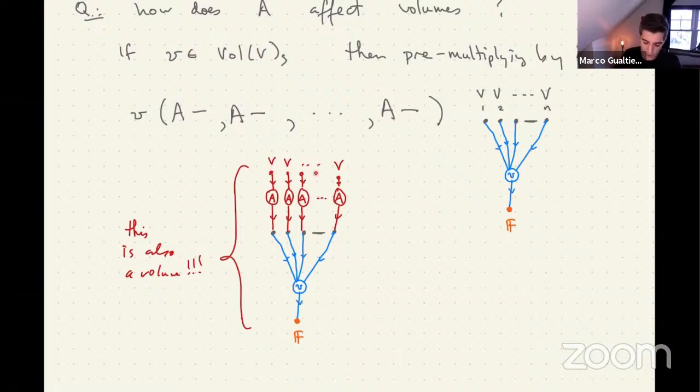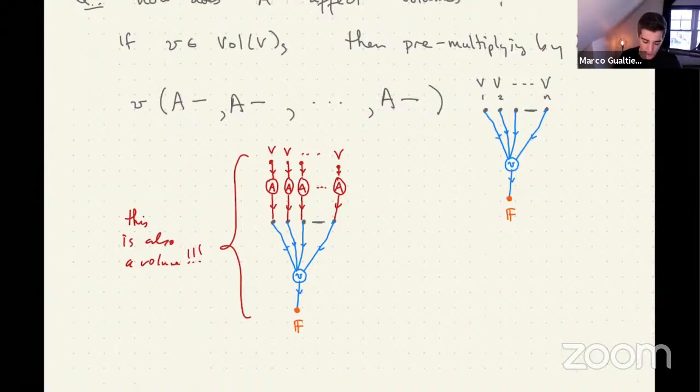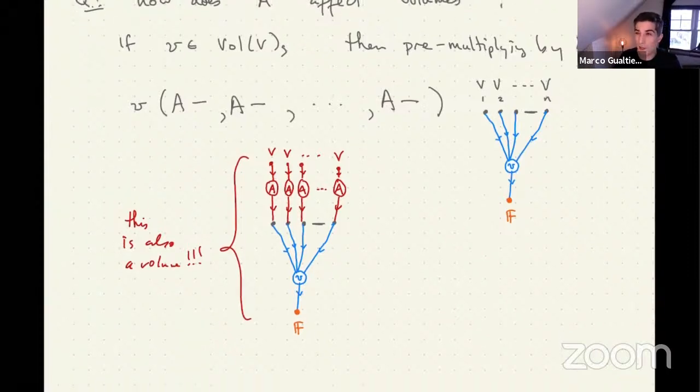It's linear in all these inputs. Okay, and then the other thing you need to check is, what happens if I plug in the same vector into two of these wires? Then A of this and A of this will be the same, and so the volume will evaluate to 0. So it's still totally skew-symmetric, or anti-symmetric. So this is also a volume. It satisfies the properties of being a volume.